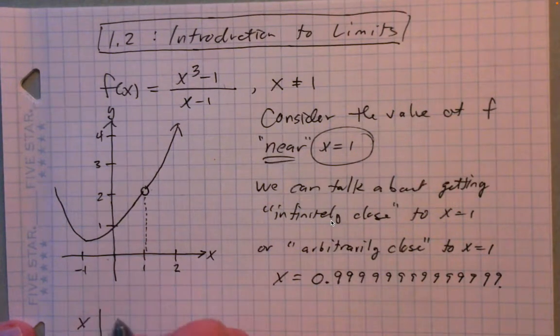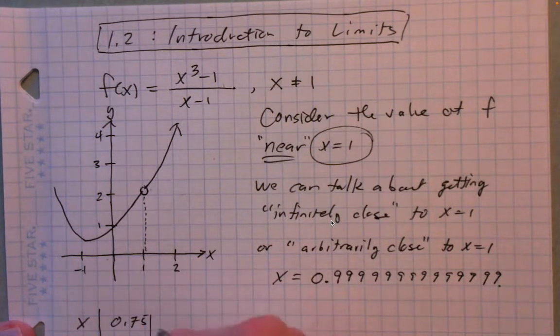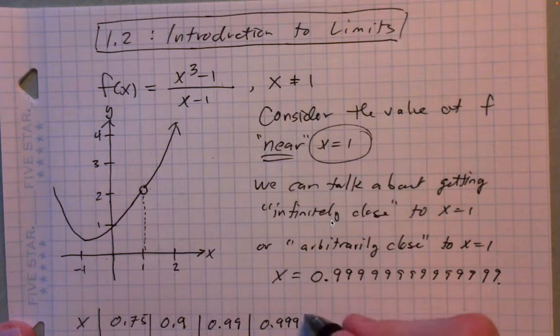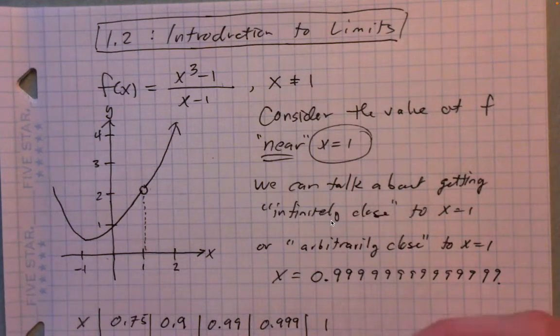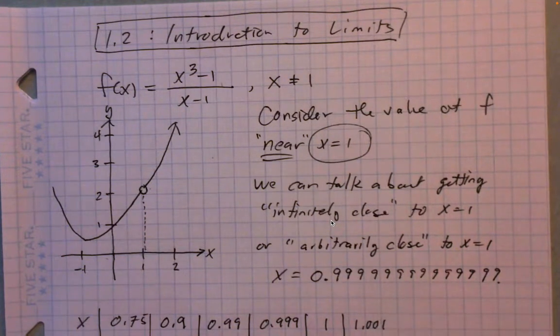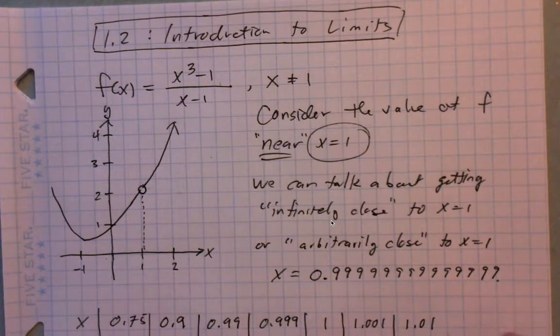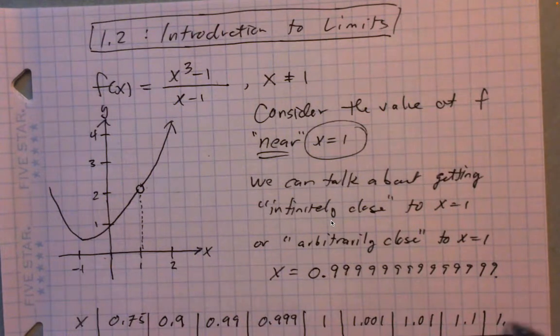So we'll say, what about 0.75? Not exactly what you would call very close, but close-ish. Well, let's move a little closer to 0.9. Then let's move a little closer to 0.99, 0.999, right? And then let's say 1's in the middle. And then on the other side, maybe we'd say 1.001, that's equal distance on the opposite side. And then maybe 1.01, and then maybe 1.1, and then up to 1.25.